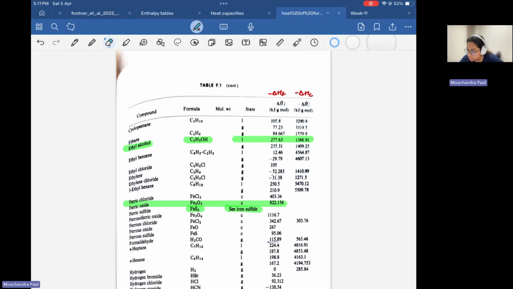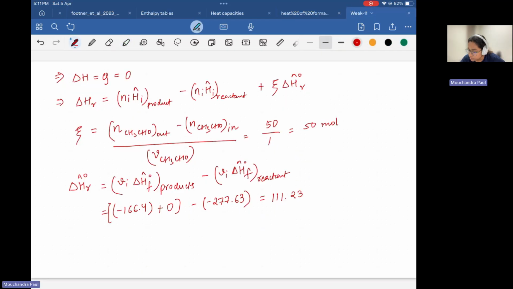Oh, sorry. By mistake I took the value of ethyl alcohol in liquid state, but we should have taken it in the gaseous state. So it was minus 235.31.